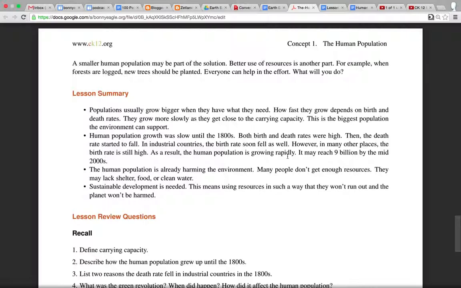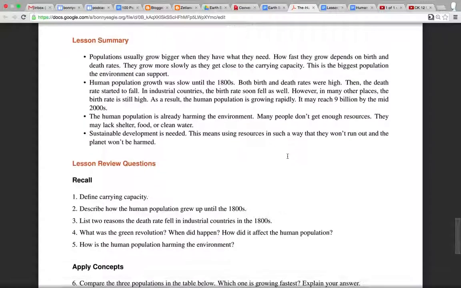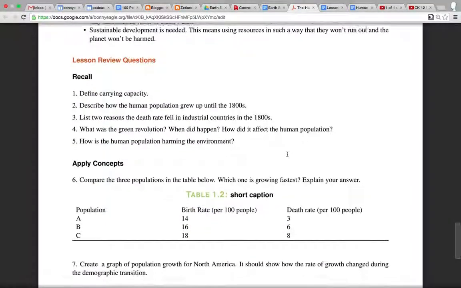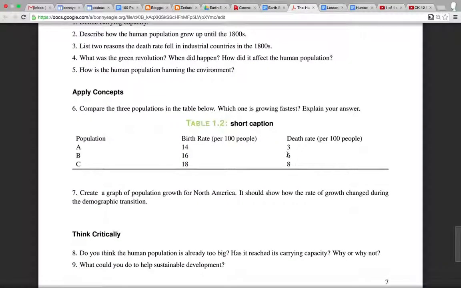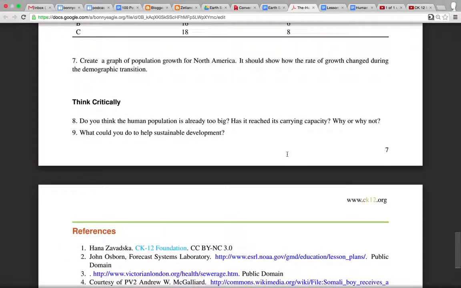The human population is already harming the environment. Many people don't get enough resources. They may lack shelter, food, or clean water. Sustainable development is needed. This means using resources in such a way that they won't run out and the planet won't be harmed. There's a recall here, and these are questions 1 through 9 to answer.